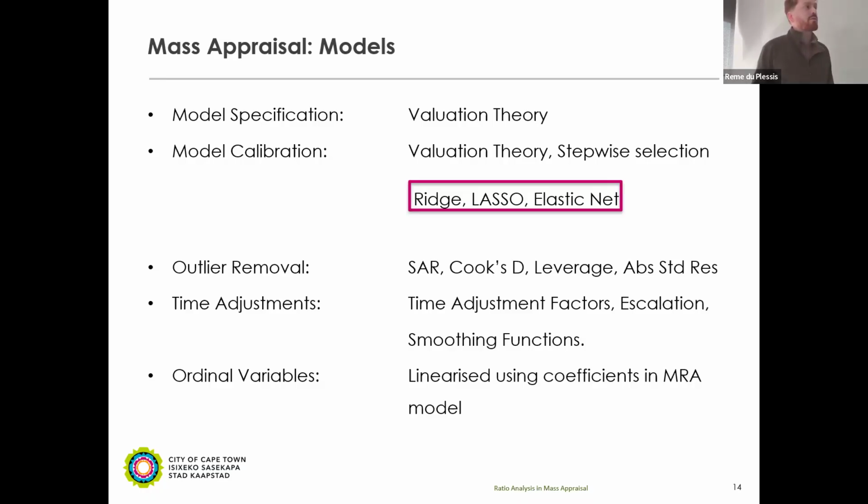And then we have time adjustments. So the time adjustments, how do we account for the change in prices over time? There are several ways of doing this. The first would be to simply see what was the average increase in prices in the region over the time. We escalate it by that value.